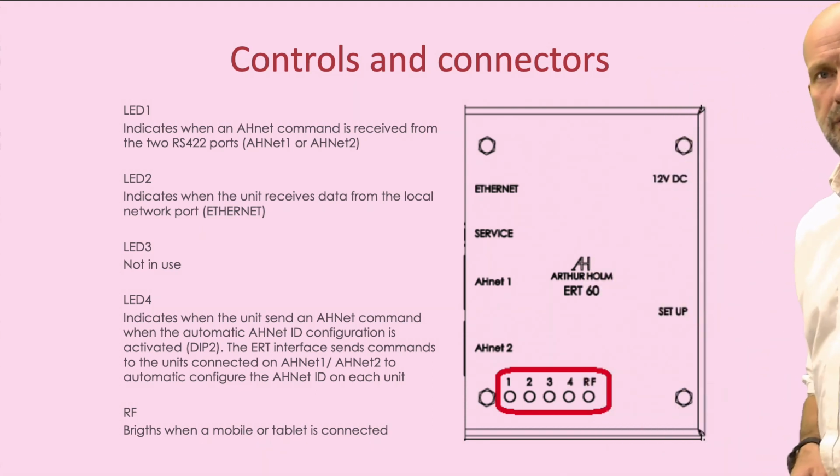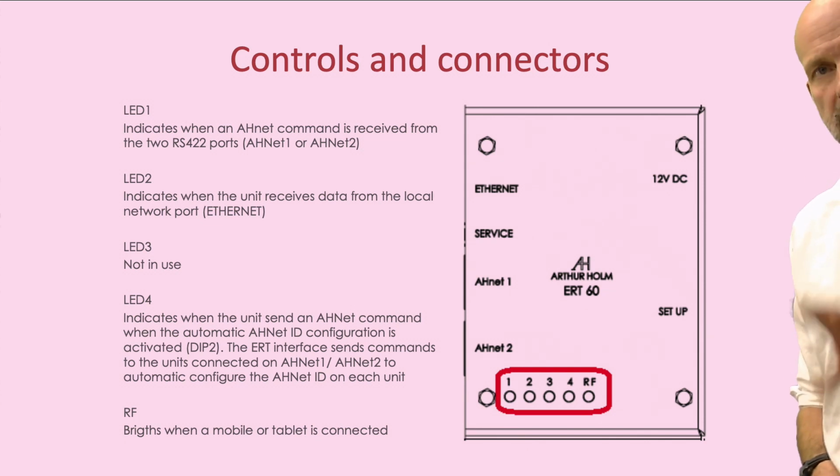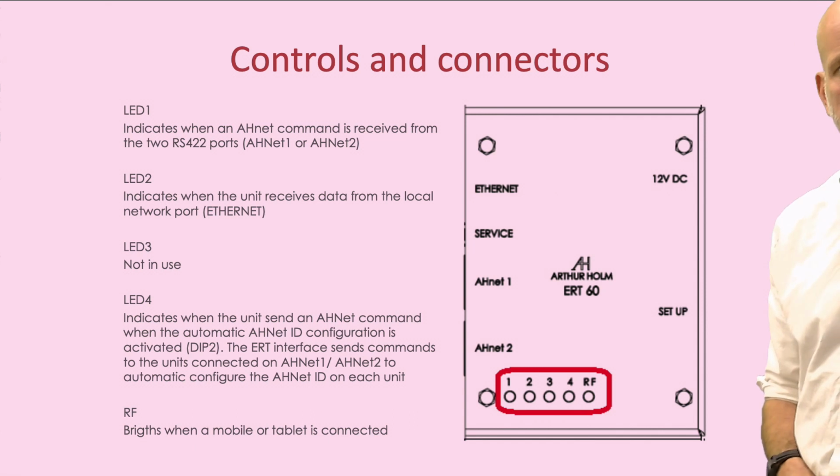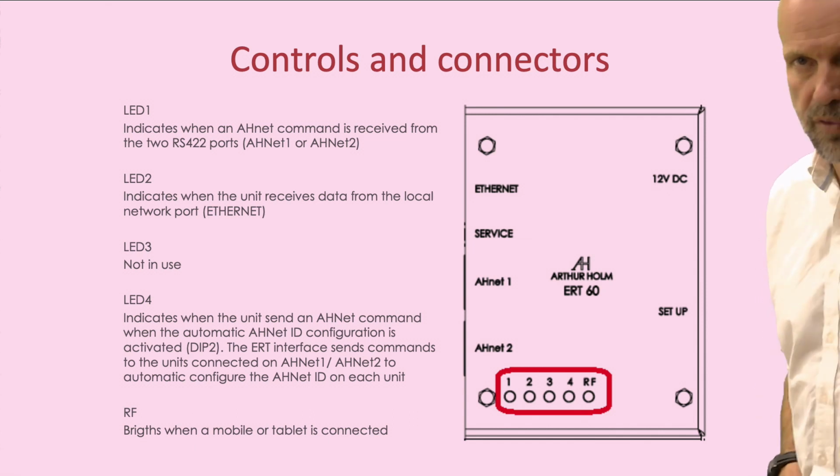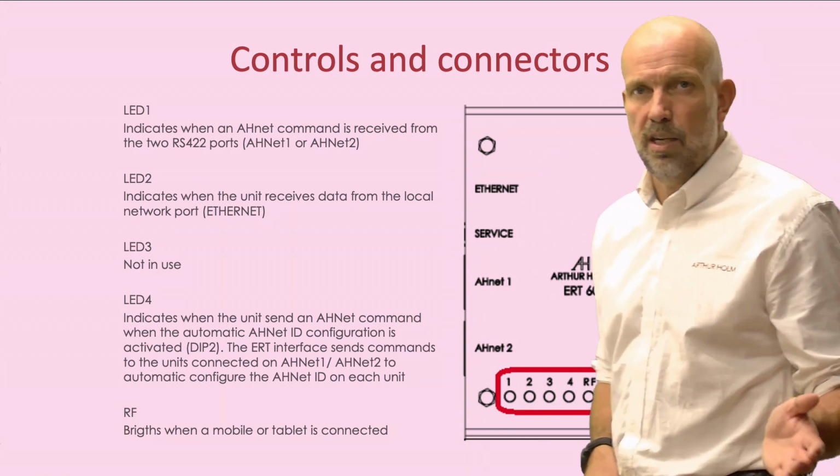On the device itself, you have your Ethernet connectivity, you have your AHNet connectivity, in this case it's the ERT60. You have your setup, you have your voltage, and you have your LED indicators at the bottom that will indicate if you have different settings, and also if you have your wireless connectivity activated.